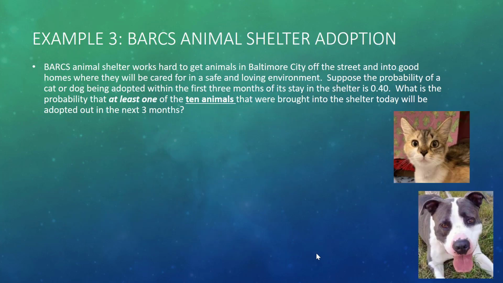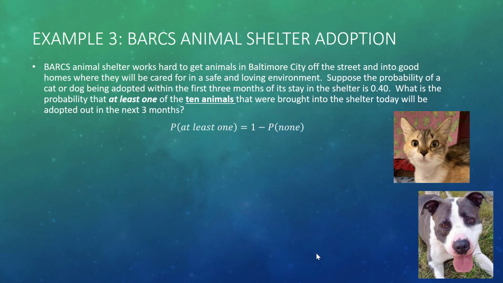Example 3, Barks Animal Shelter Adoption. Barks Animal Shelter works hard to get animals in Baltimore City off the street and into good homes where they will be cared for in a safe and loving environment. Suppose the probability of a cat or dog being adopted within the first 3 months of its stay in the shelter is 0.40. What is the probability that at least one of the 10 animals that were brought into the shelter today will be adopted out in the next 3 months?